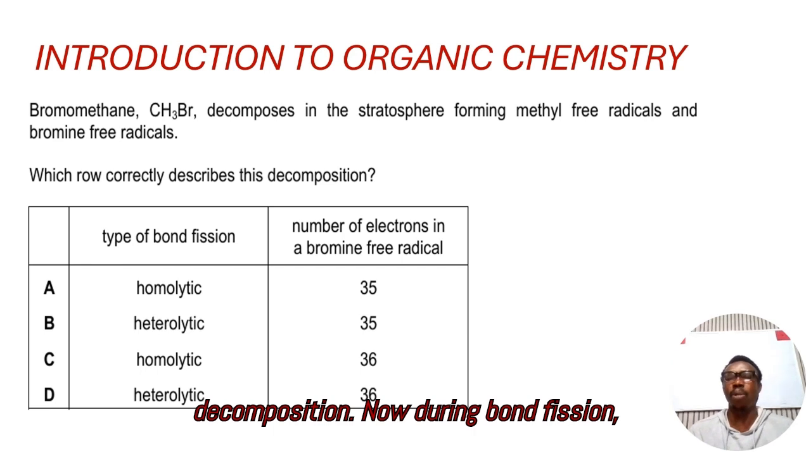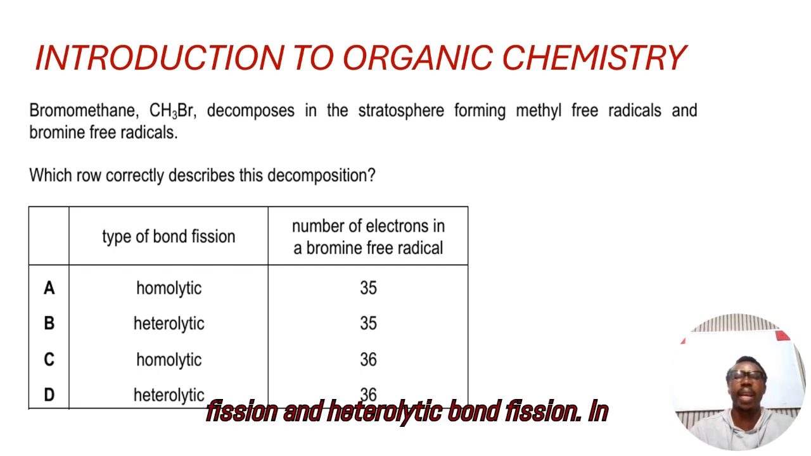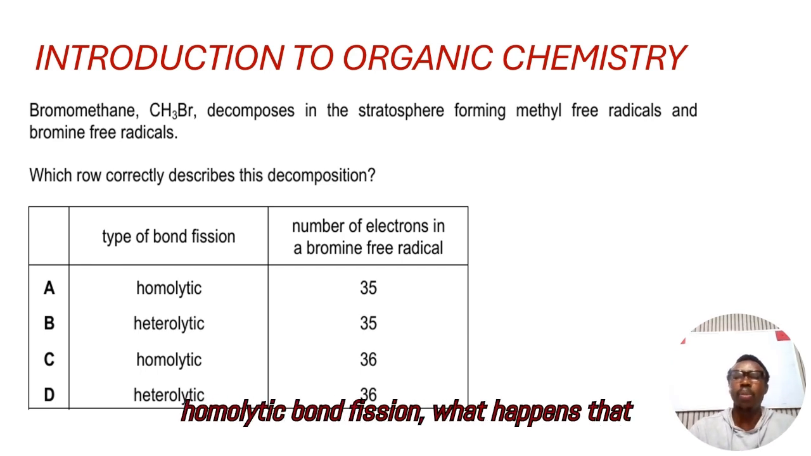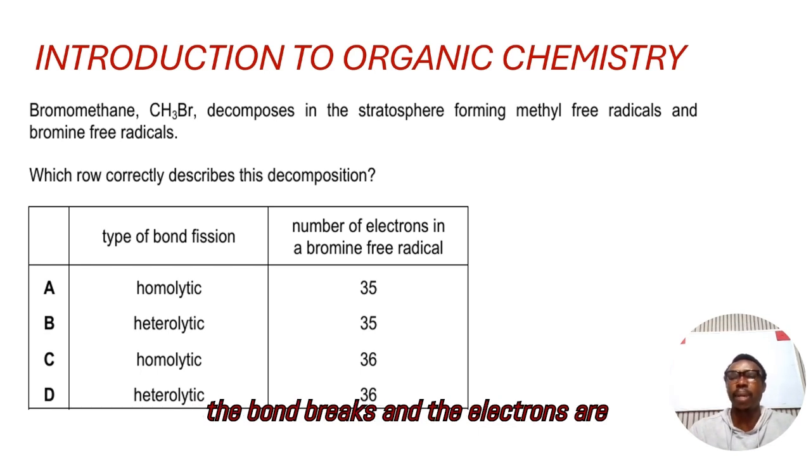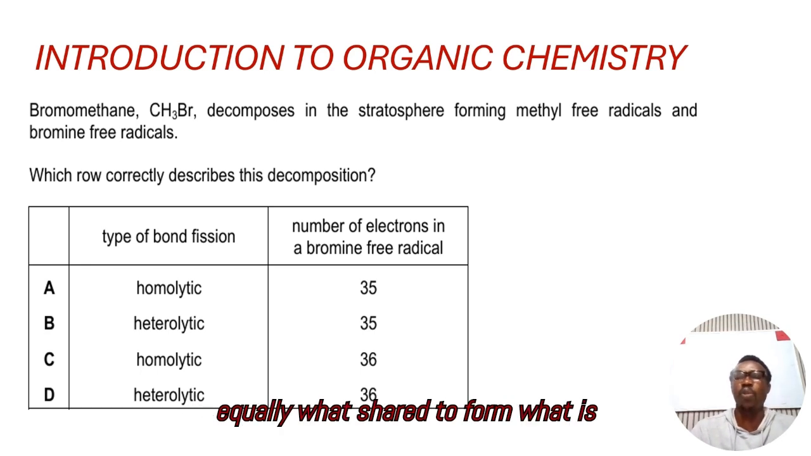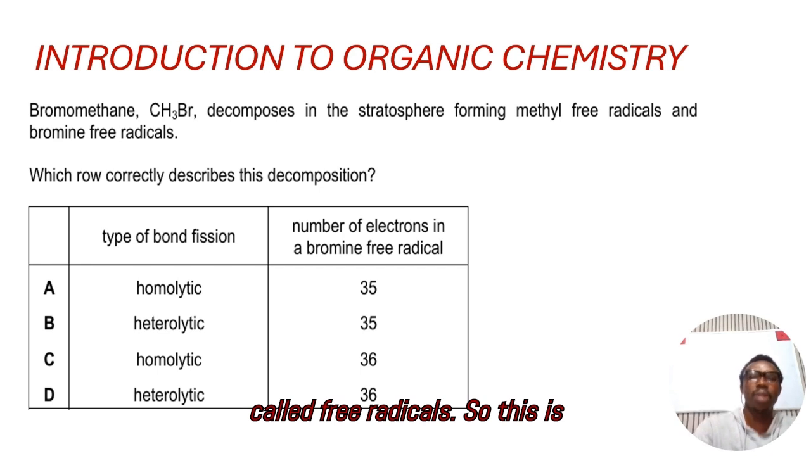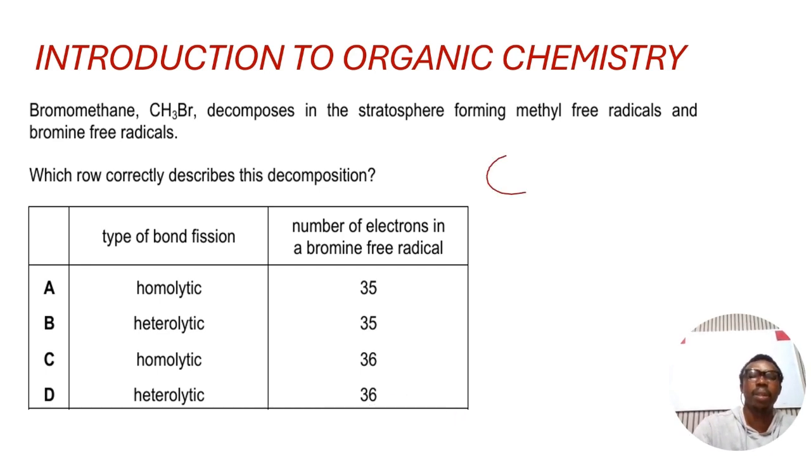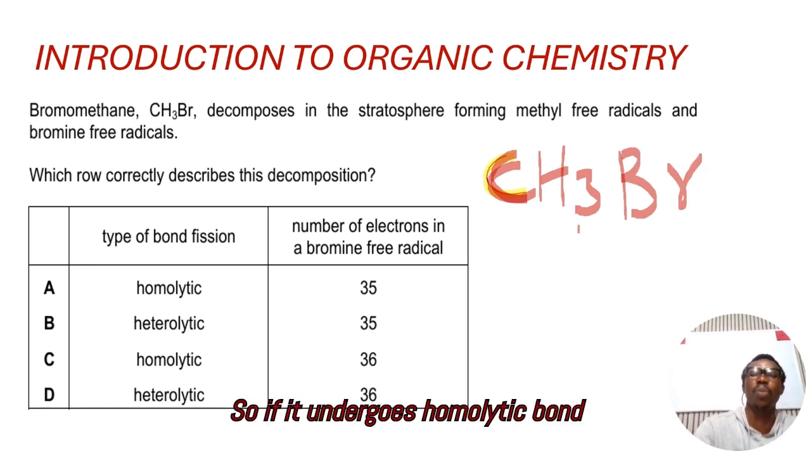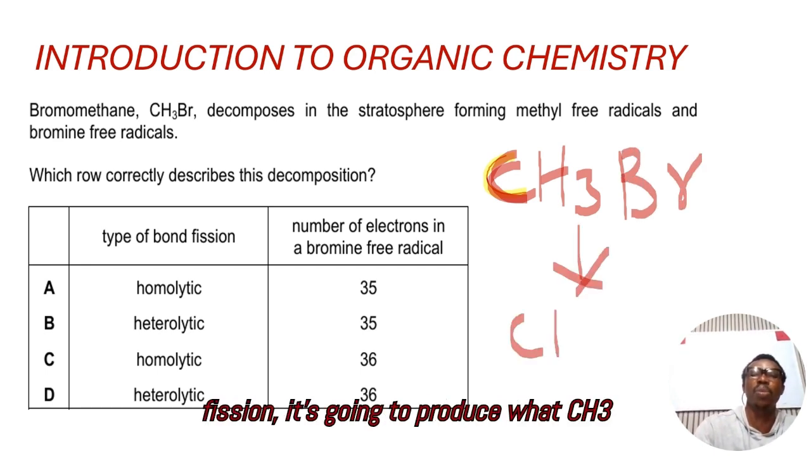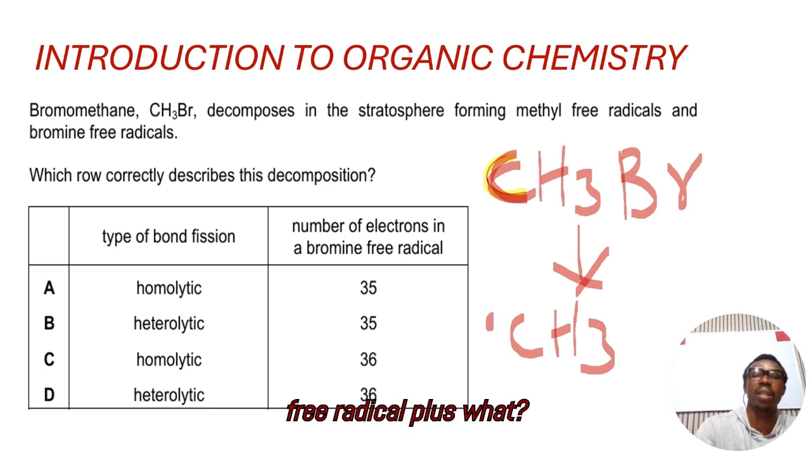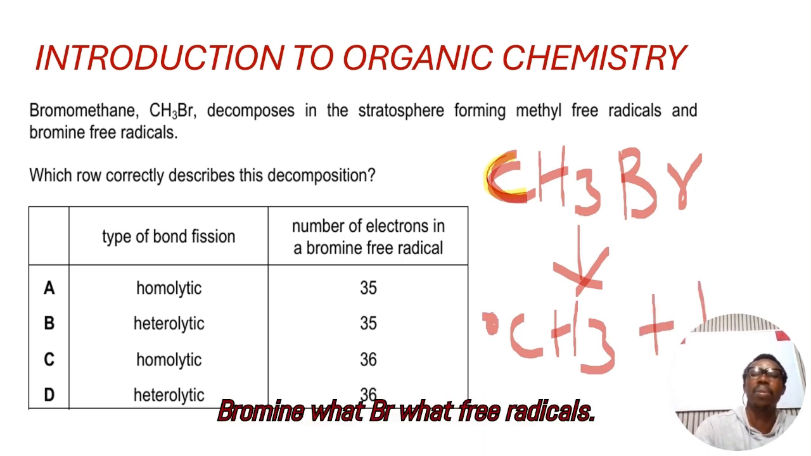Now, during bond fission, we have what we call homolytic bond fission and heterolytic bond fission. In homolytic bond fission, what happens is that the bond breaks and the electrons are equally what? Shared to form what we call free radicals. So this is CH3Br. If it undergoes homolytic bond fission, it's going to produce what? CH3 free radical plus what? Bromine, Br, what? Free radicals.